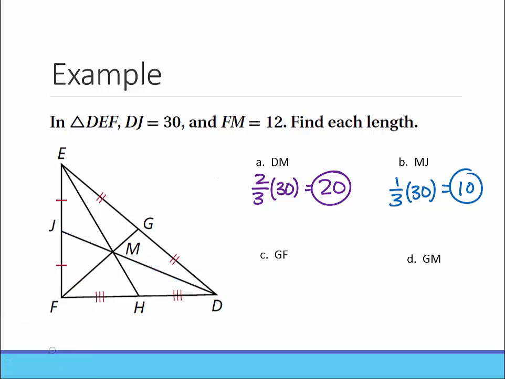The information they tell us is that from F to M is 12. So remember, that's 2/3 of this whole side. So if you were to cut this in half, each third would be 6. So that means this is 6 from here to here. So the first thing we need to find is G all the way to F. So if each one of these are 6, G to F has to be 18. And then G to M has to only be 6.